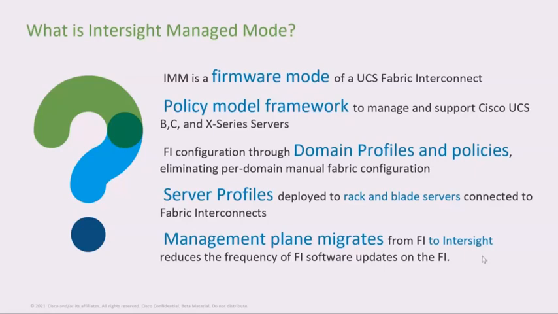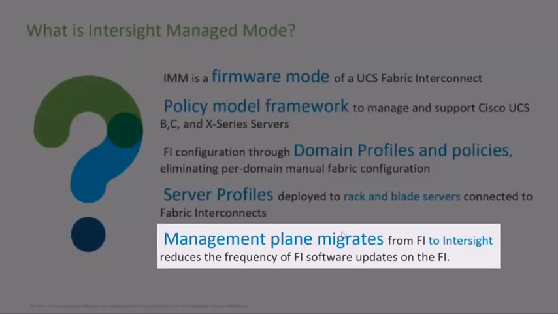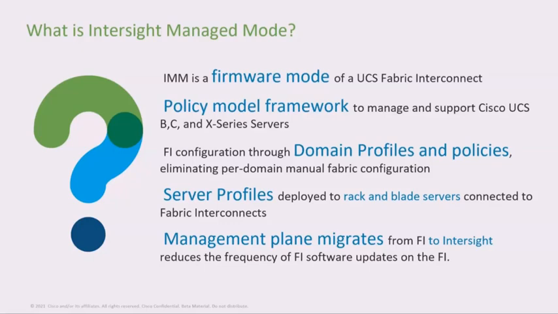And then we also have the management plane that is going to migrate, right? What we're doing is migrating management of the UCS domain from the Fabric Interconnects, which has issues with updates and all of that stuff. It's kind of a pain. So we'll move the management from the Fabric Interconnects to the Intersight dashboard, intersight.com, to your SaaS.